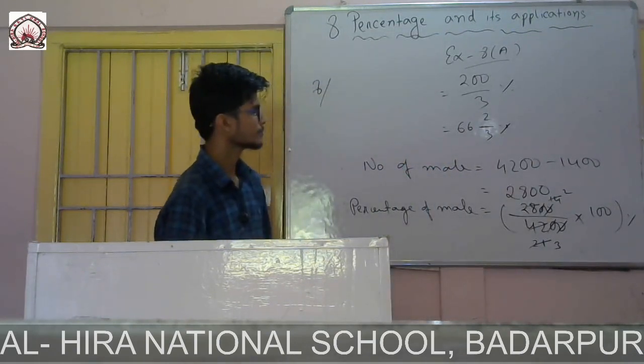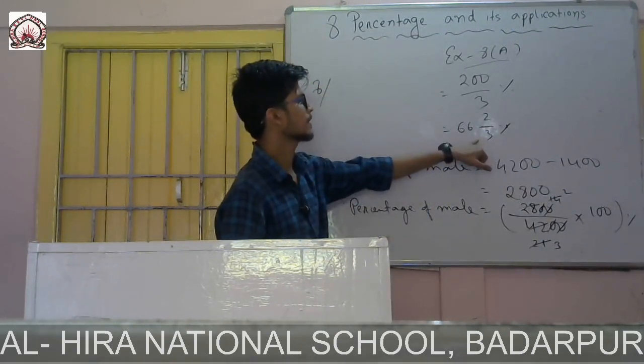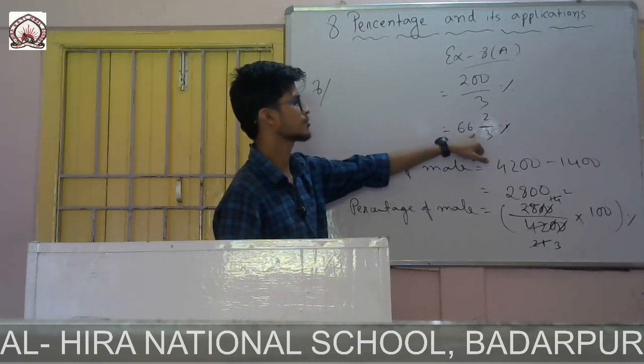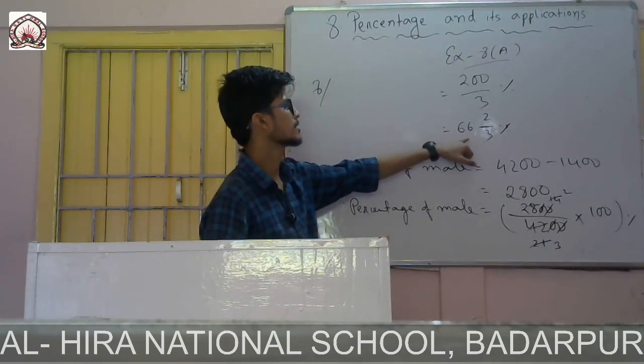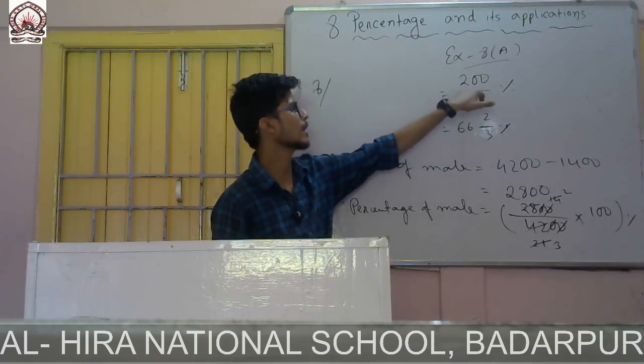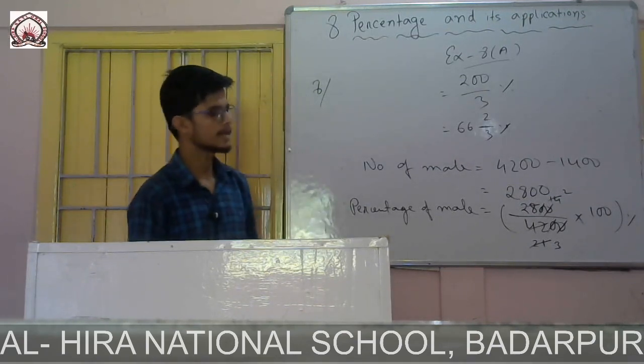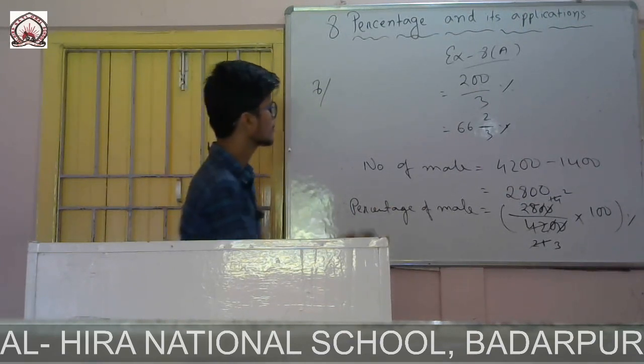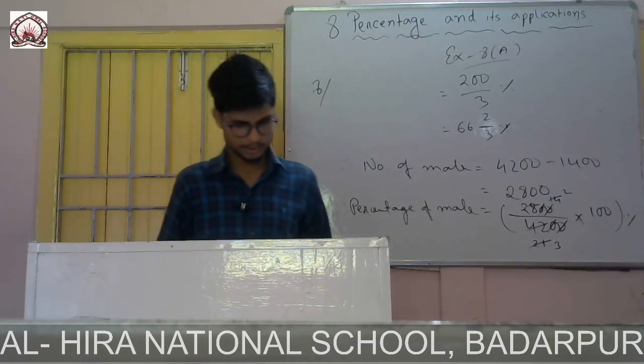You simply divide. 6 3s are 18, and then again 6 3s are 18, plus 1 is 19, 198 plus 2, it is 200 by 3. So you simply divide it, you can convert it into a mixed fraction. Okay, now question number 9.